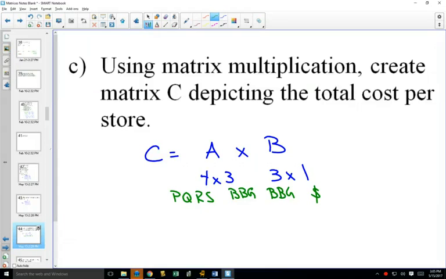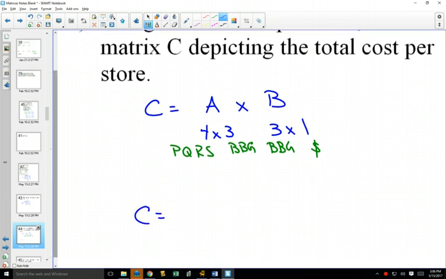So if we multiply these together, this is where we would use our calculator. So we would go to our calculator. If you want, plug in matrix A into A, matrix B into B. Then if we take A times B, what we're going to get as an answer is a 4 by 1. The 1 is going to stand for cost.